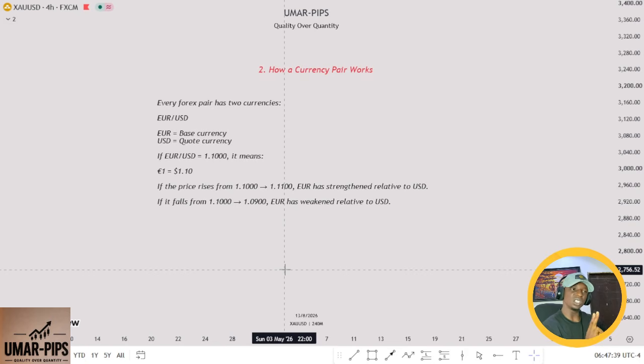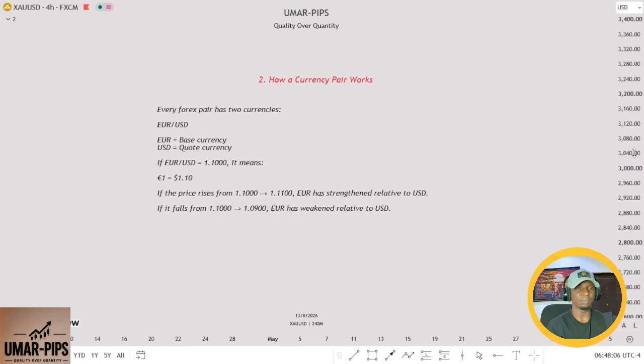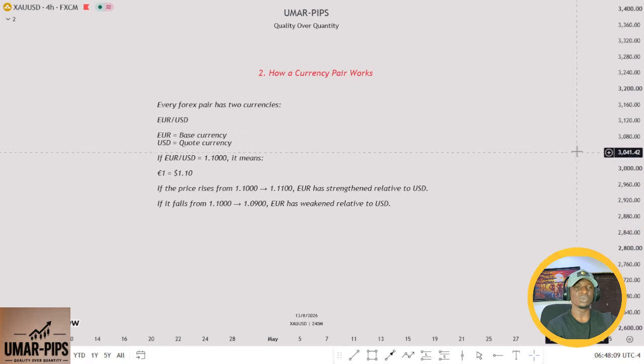Okay, if EUR/USD is 1.1, it means what? Each 1 euro is equal to 1.1 US dollars. 1 euro is equal to what? 1.1 US dollars. So that is the reason why you'll be seeing something like this. This is what we call a price scale. It is showing you the price of, let's say, this one. It will be showing you the price of EUR/USD, because this chart is for EUR/USD.